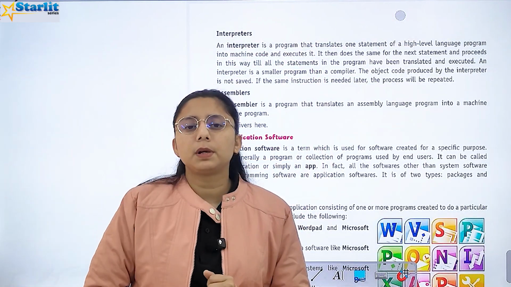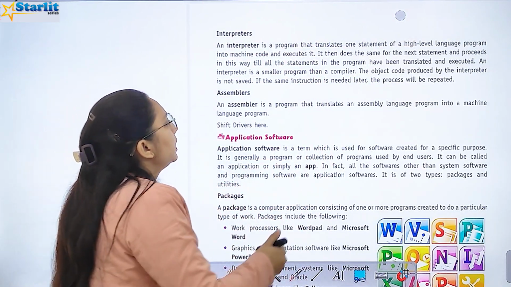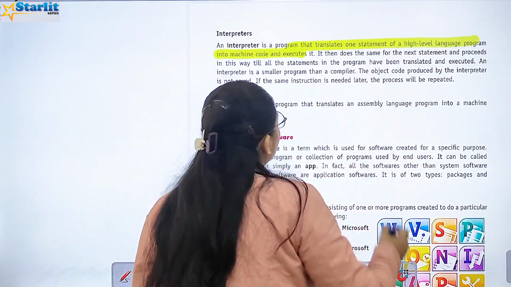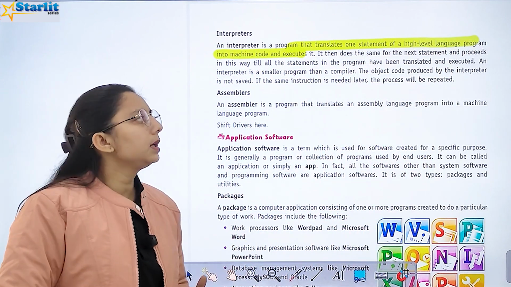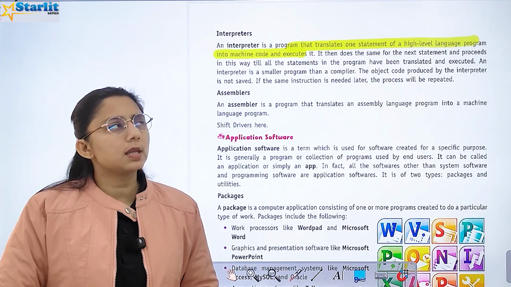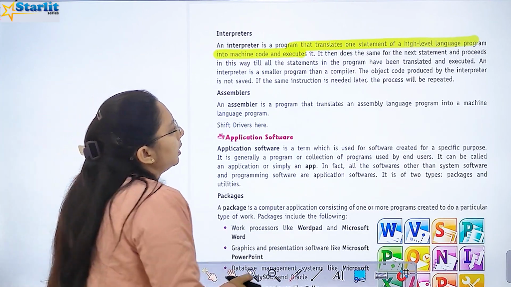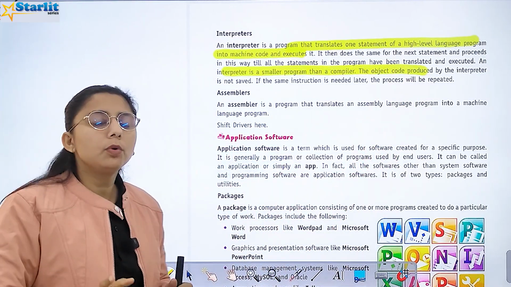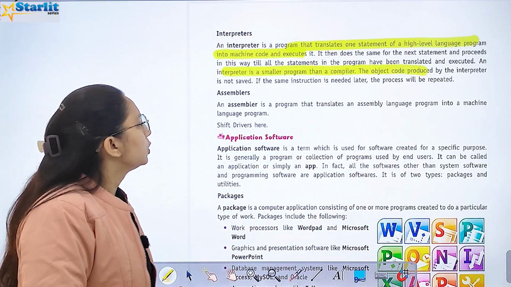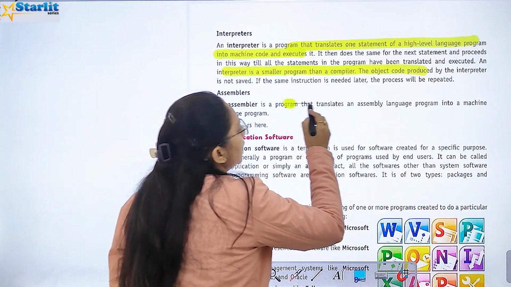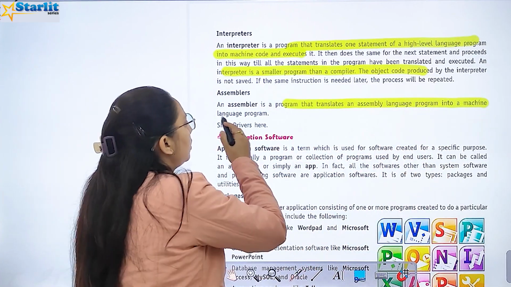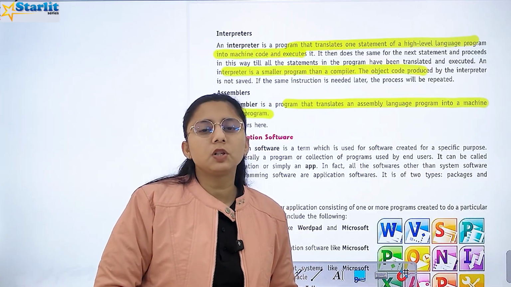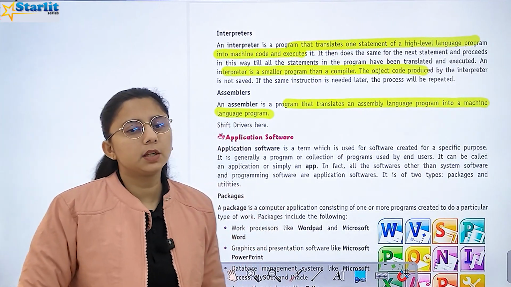Now we have interpreter. What is interpreter? It is a program that translates one statement of a high level language program to machine code. और वो इसको execute भी करता है. It then does the same for the next statement. Right? An interpreter is a smaller program than a compiler. छोटा program है as compared to compiler. So what is assembler? It is a program that translates an assembly language program into machine language. ये assembly language program को किसमें turn करता है? Machine language.